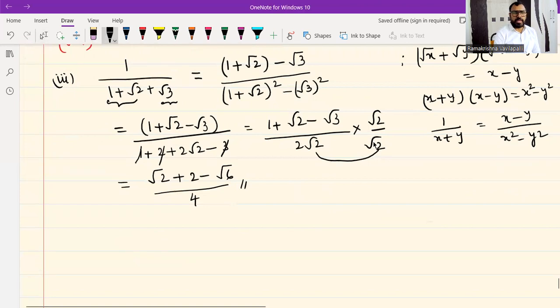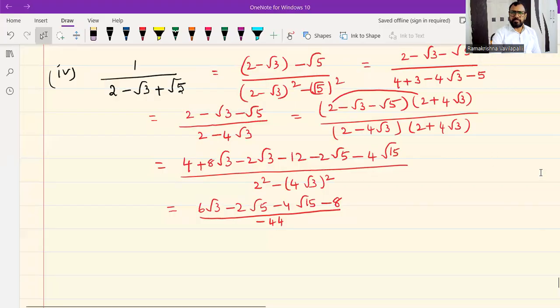Similarly, you can practice these questions. You have to rationalize 1 by (2 minus root 3 plus root 5). Try to solve, or try to rationalize the denominator. Here I have simplified. You just try to observe how I have simplified this.